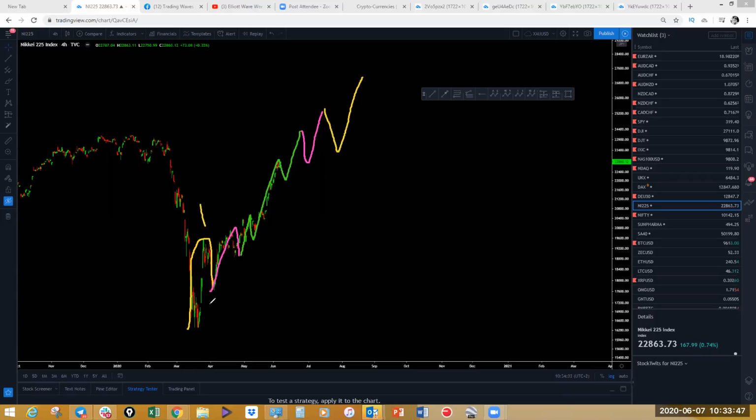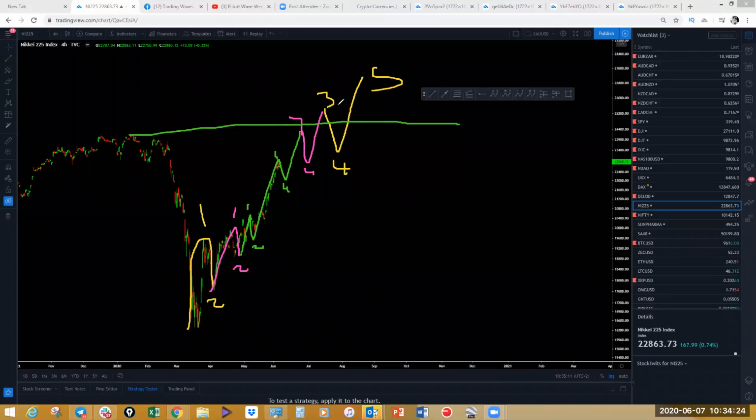So if you want to label 1, 2, 3, 4, 5, you can also do the same in the lower degree, 1, 2, 3, 4, and a 5, and the green degree lower, 1, 2, 3, 4, 5. Just note that each color is a degree lower than the other one, even if I'm using the same numbers as labeling there. So the pullback we're expecting is wave 4 in purple. We're still going to push up higher. We're going to get another pullback, a deeper one than this one, and we're going to continue higher. And this is how we're going to break the all-time highs.